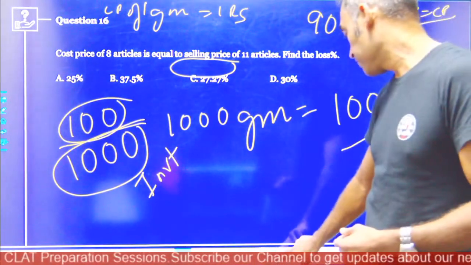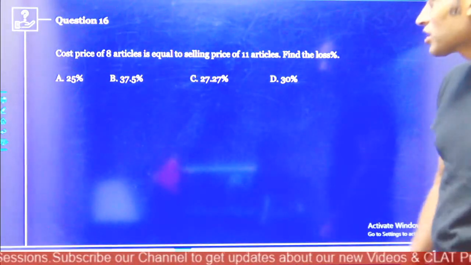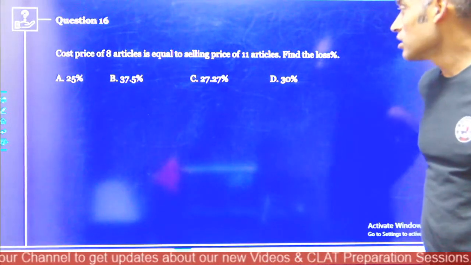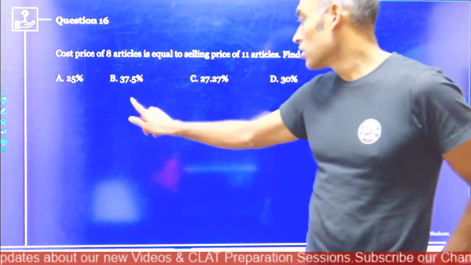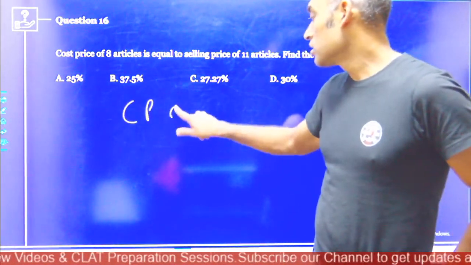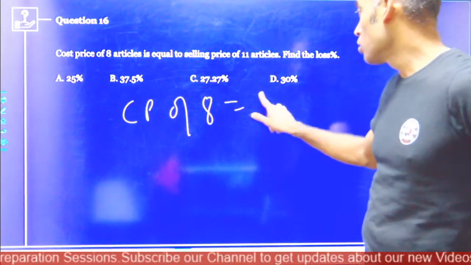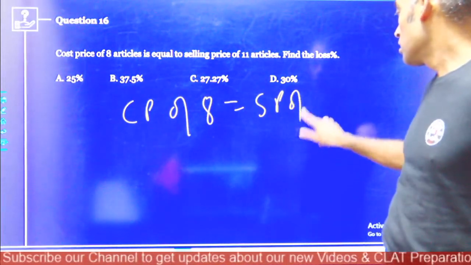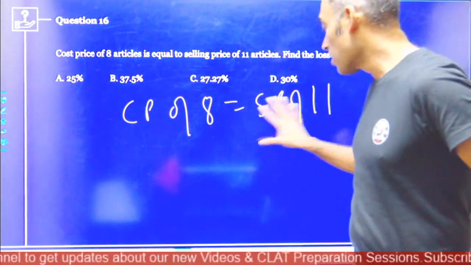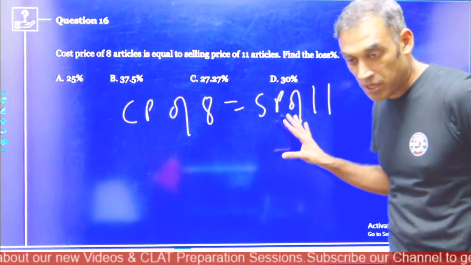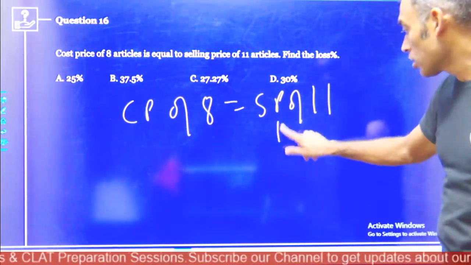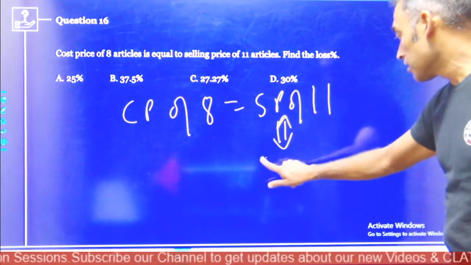Next one. Questions like this. CP of 8 articles is equal to selling price of 11 articles. You just have to use the equation here. CP of 8 is equal to SP of 11. So wherever you see a bigger amount, wherever you see the SP, right, just put the CP here.